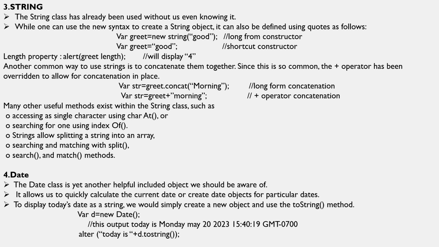The fourth one is Date. The Date class is yet another helpful class included as an object in JavaScript that we should be aware of. It allows us to quickly calculate the current date, or date objects for a particular date. To display today's date as a string, we would simply create a new object and use the toString method. Here the example is where d is equal to new Date, then alert today is equal to d.toString, which displays today's date.